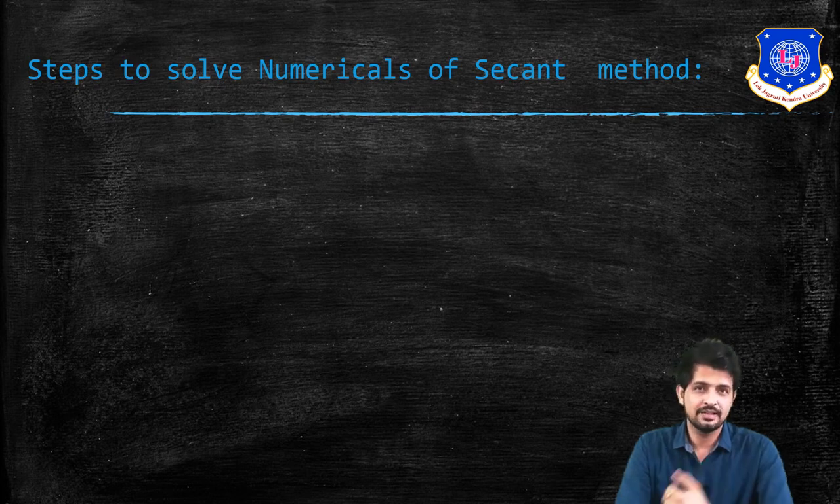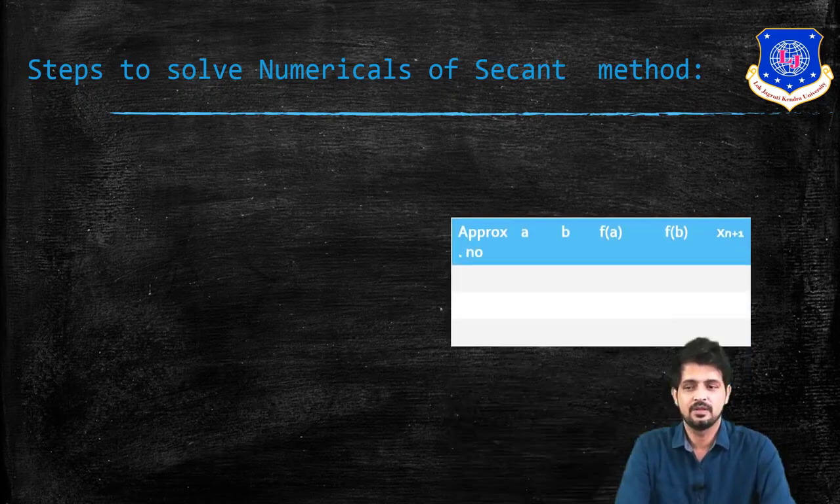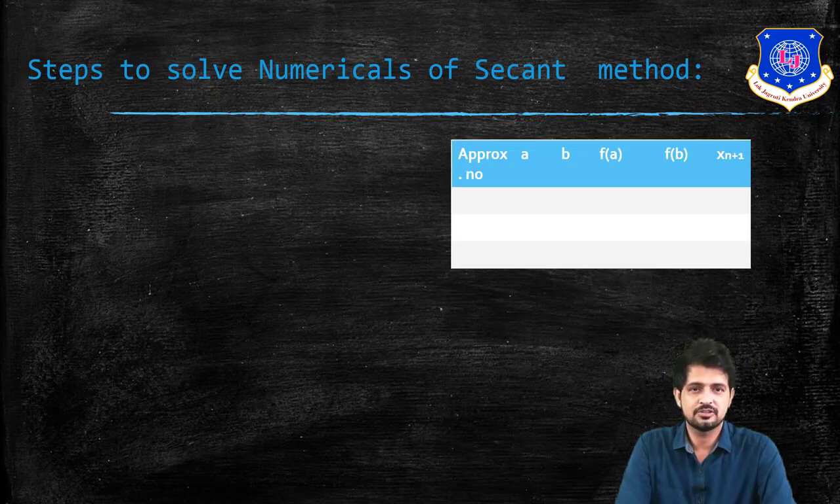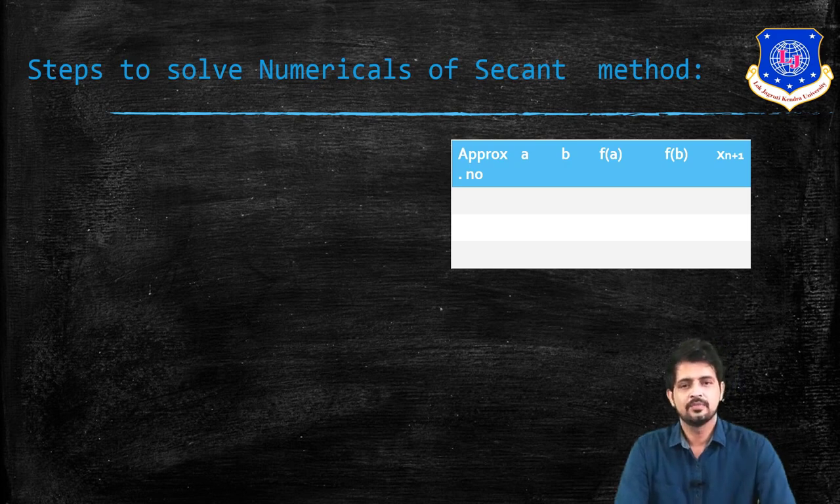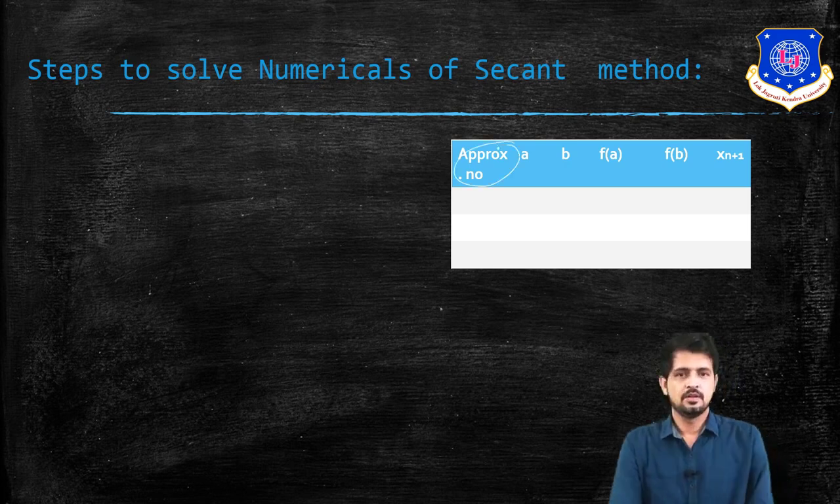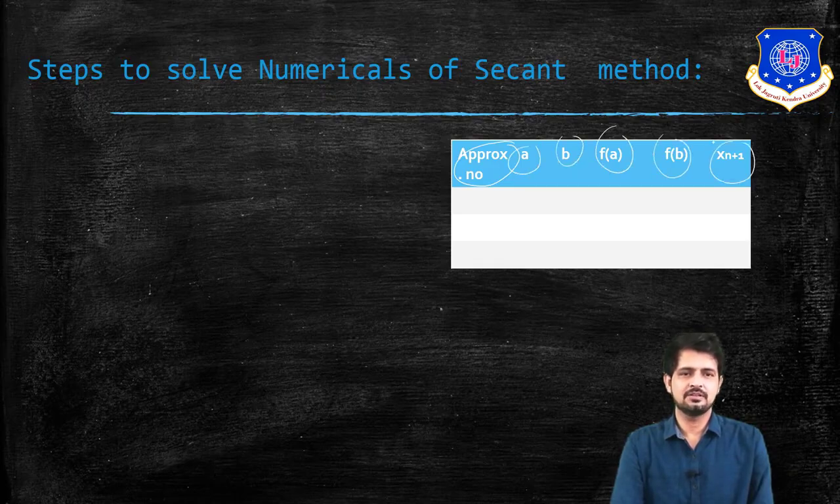But before solving the numerical, we have to follow some steps. See, theoretically it is totally different. Theoretical concept is different, but while solving the numericals, you have to remember these steps. Okay, which is the first step? First of all, you have to draw one table. In the table, the first one is approximation number, second is a, then b, then f of a, f of b, and xn plus 1.